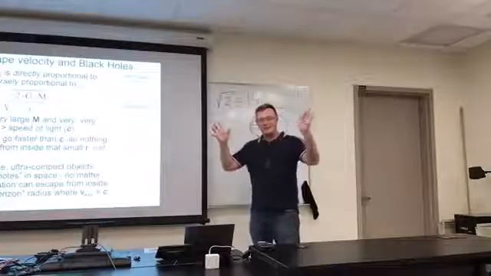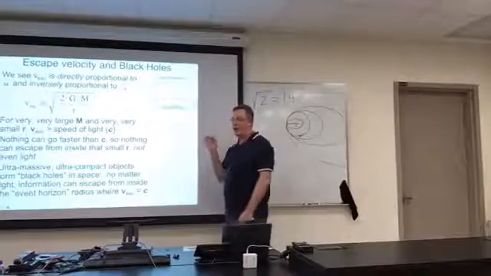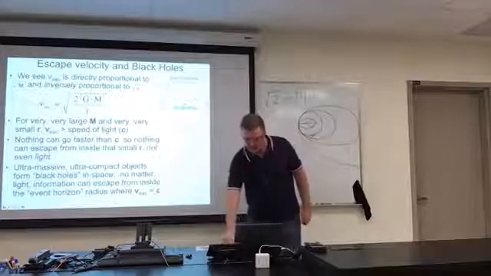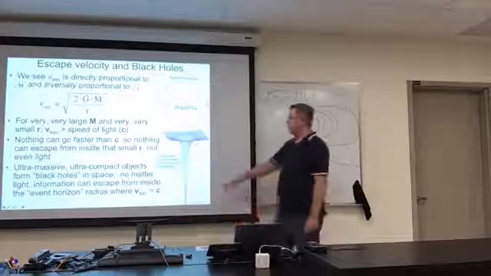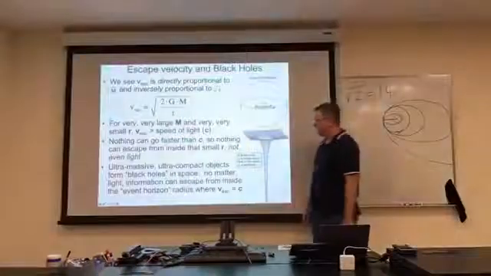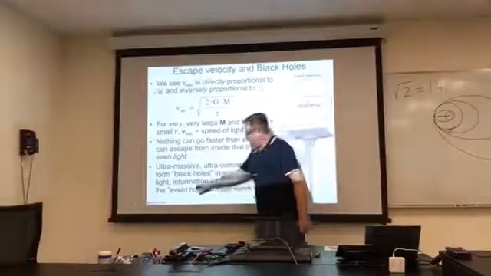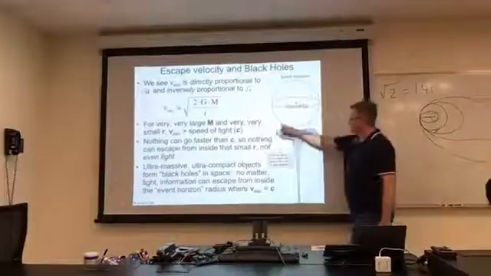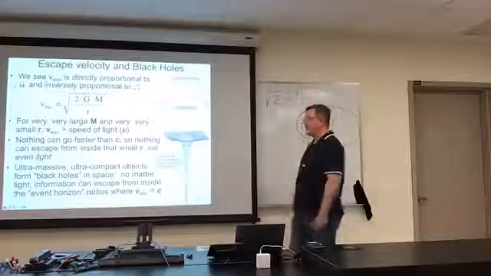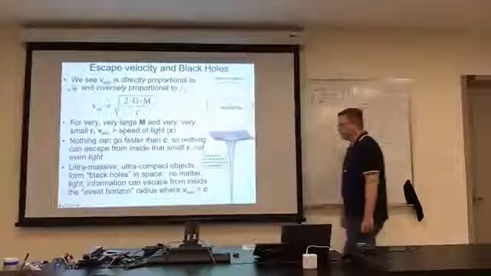Crazy, crazy, crazy stuff. But we have found ample evidence of black holes in outer space. And so ultramassive, ultra-compact objects form these things that we call black holes in space. Any matter that falls in, any light that falls in, any form of information at all that goes across the event horizon, it can't escape from inside the event horizon. And the event horizon is the radius where the escape velocity is equal to the speed of light.